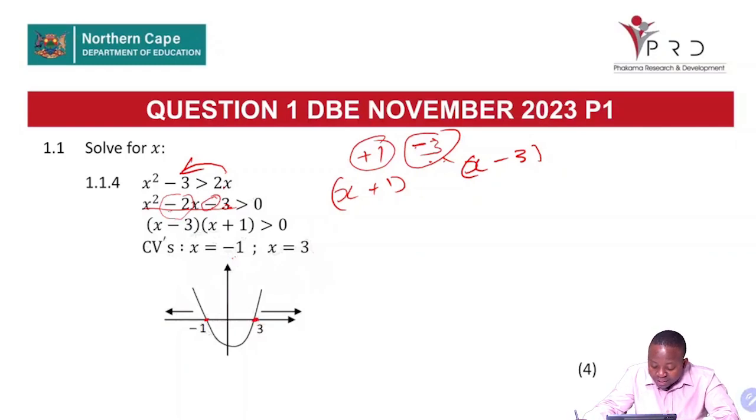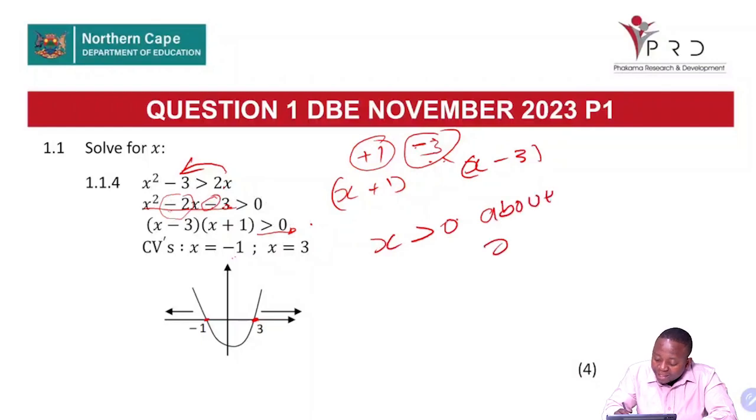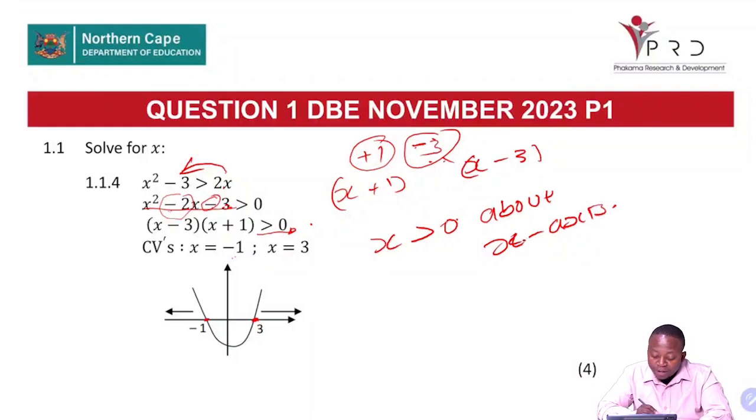Now let's look at this. This inequality says where this is greater than 0. Because this is a quadratic function, we're looking for where it is greater than 0. When it says greater than 0, it means it is above the x-axis. So we're looking for those values of x where the graph is above the x-axis.